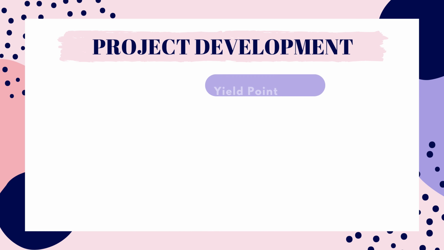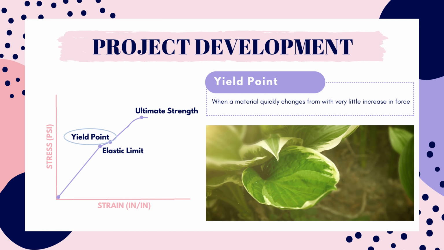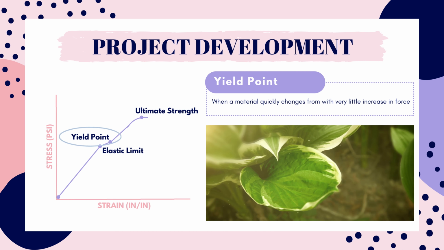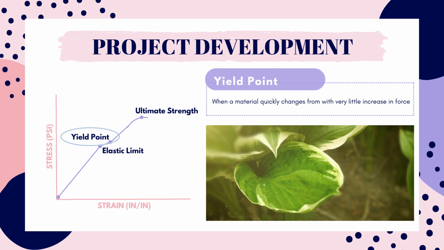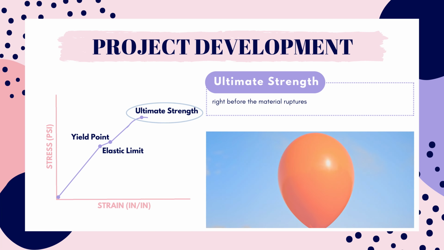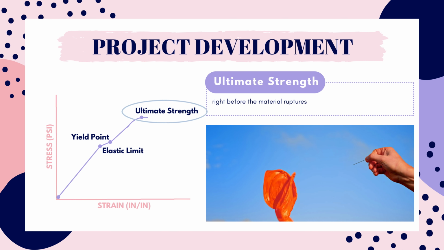Then, for some materials, there's a second point that is slightly above the elastic limit, and that is the yield point. This is when a material continues to quickly deform with very little increase in force. If the force continues to increase, the material will eventually rupture. The split second before it fails is the ultimate strength point.